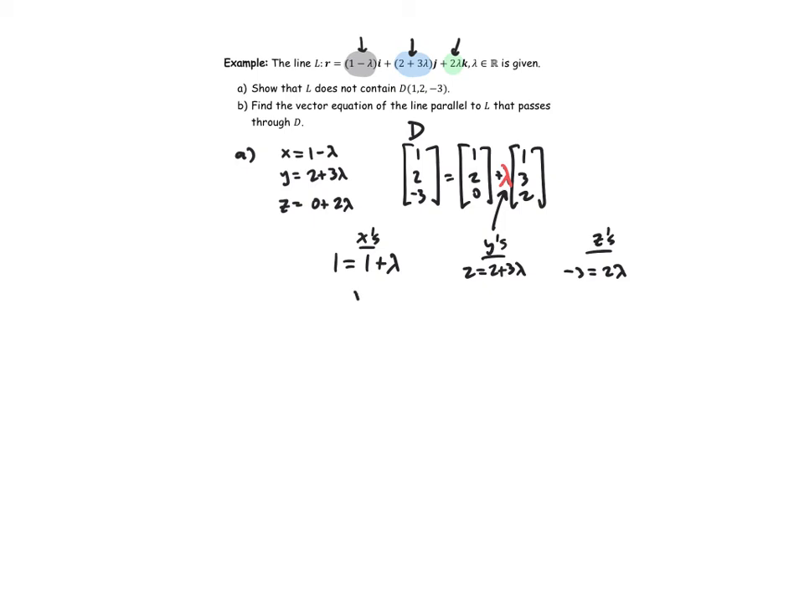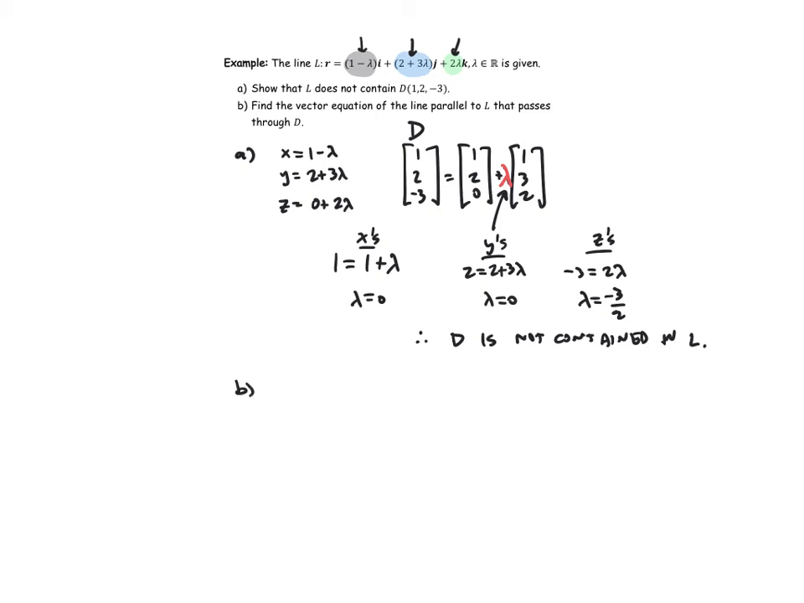All right, so clearly it looks like lambda is 0 for the x's. So the x aligns for point D when lambda equals 0. The y's align for point D when lambda equals 0 as well. However, the z's only align if lambda equals negative 3 halves. Thus, therefore, D is not contained in L. Okay, perfect.